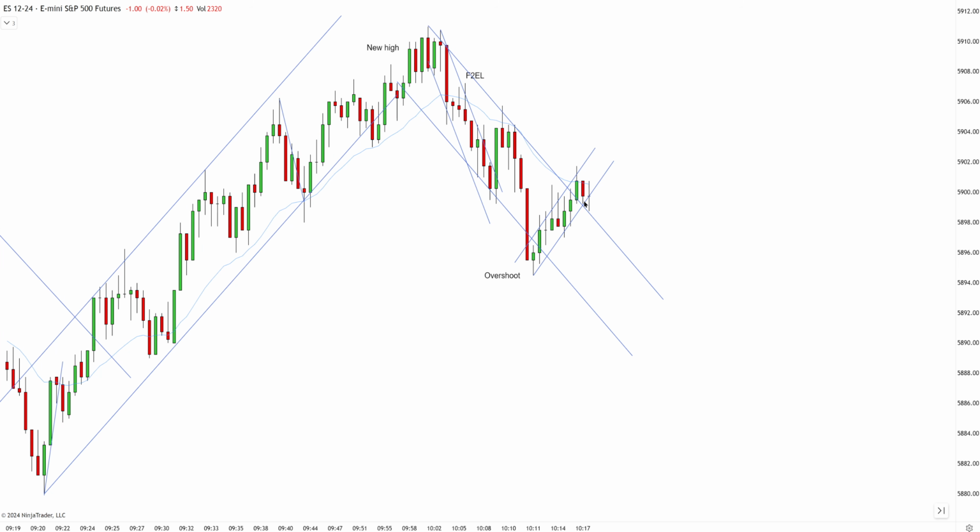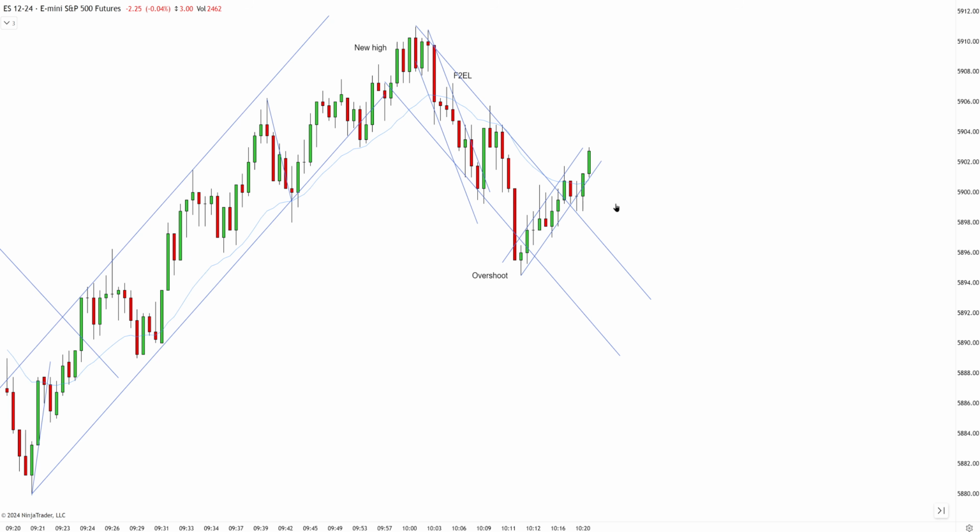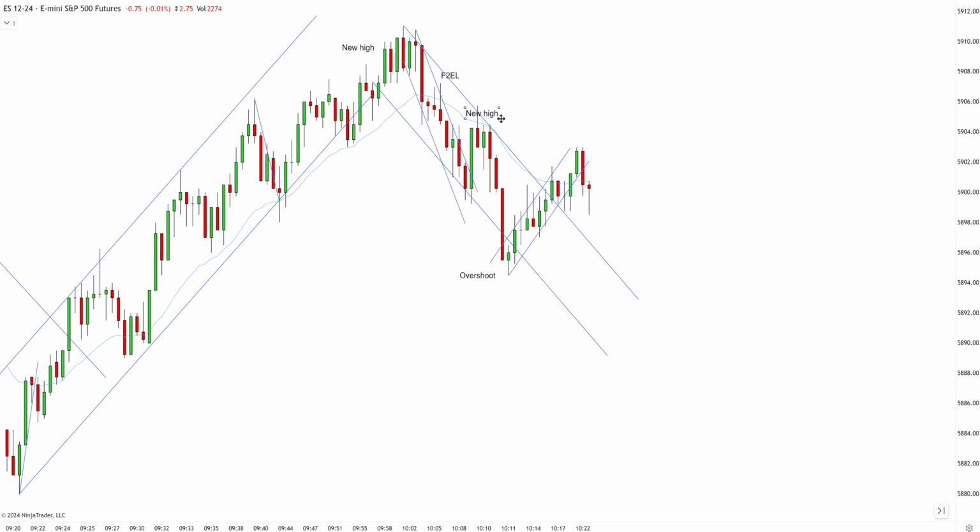We have a second entry short, but I can't take an inside bar, the uptrend is in play. After an overshoot, I need a lower high confirmation setup, break a new high, and this is quite tempting. This right here is a double trap.